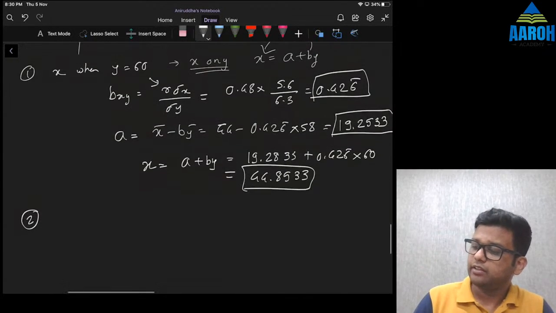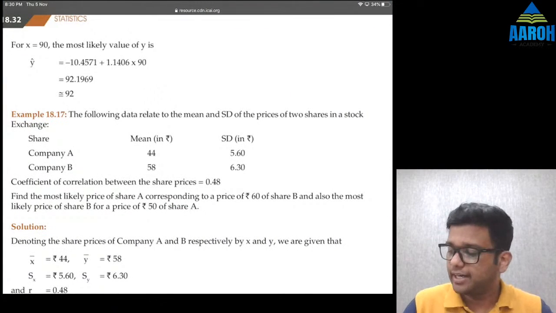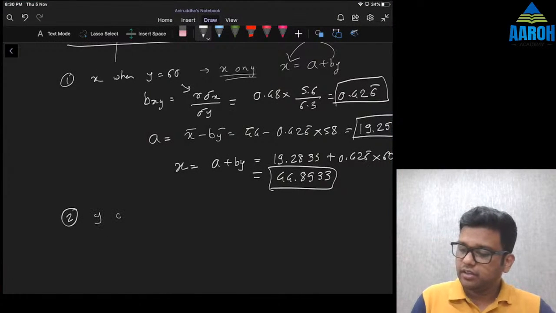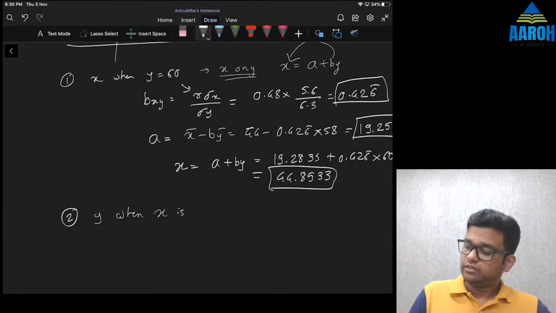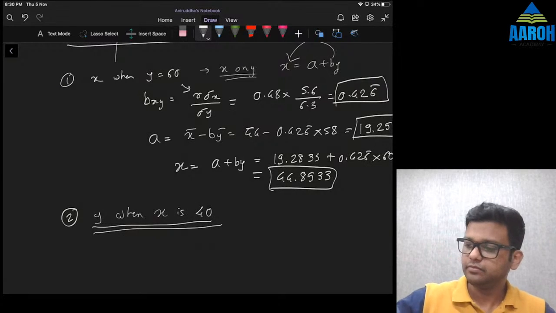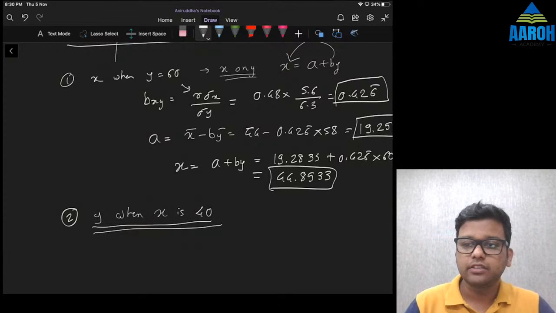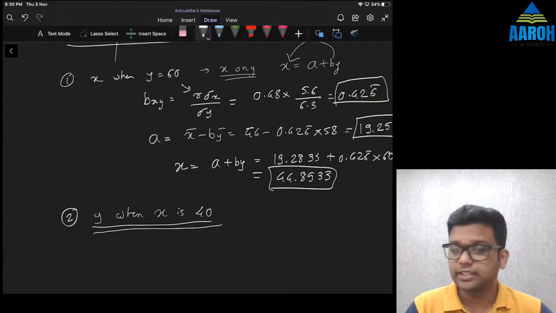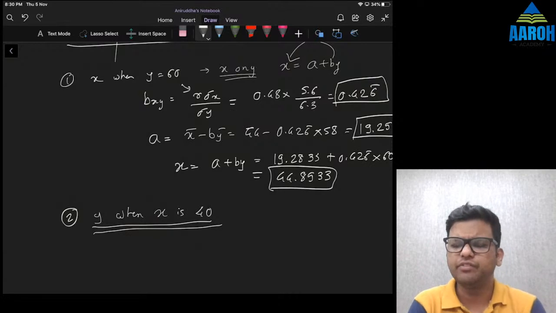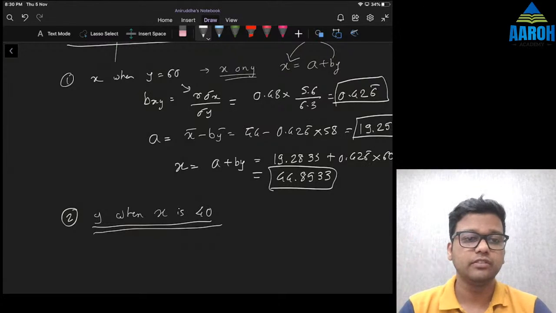Others, let me know. And they have asked y when x is 50, but let's try to do something different. Can you try to find y when x is 40? Let's see who gets the answer. Final answer directly. That is correct. Prem, that is correct. Vishwajit, that is correct. Sanika, correct. 44.6. I think you rounded off too much, but that is okay. Anyway, we'll have options.